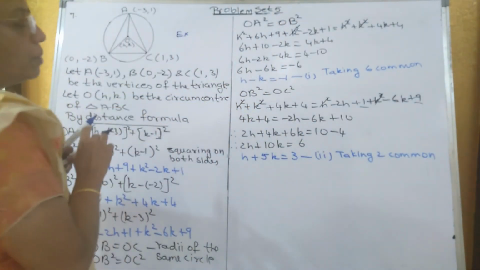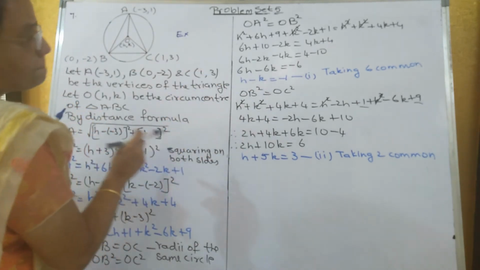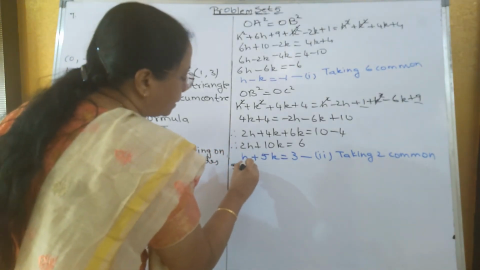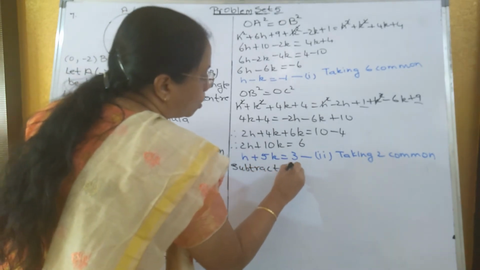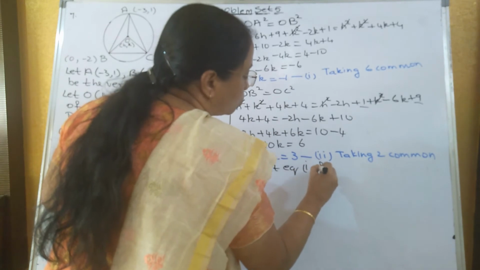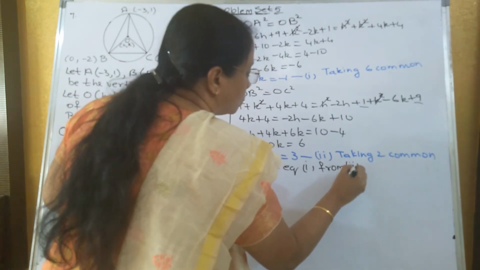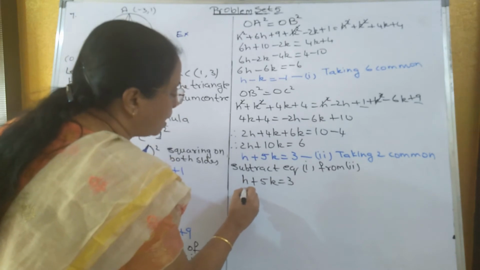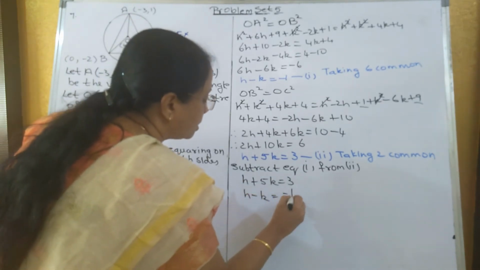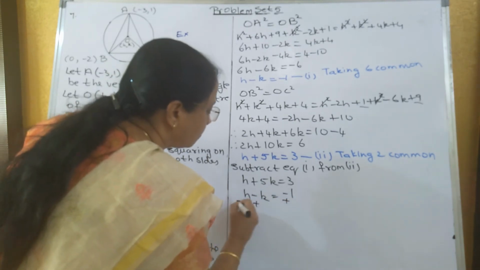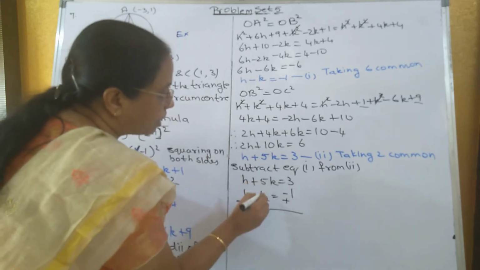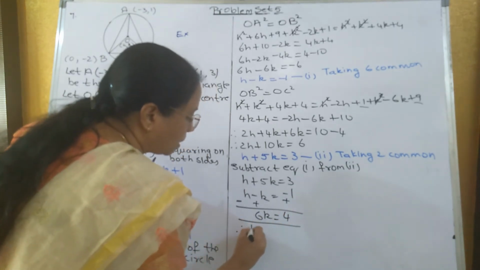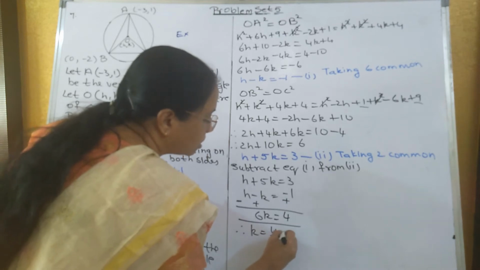Now we have got 2 equations. This way we can get the value of h and k. Now here both the h having same coefficient and both are having same sign. So we'll subtract equation 1 from 2. So first you'll write down h plus 5k is equal to 3. Then you'll write down h minus k is equal to minus 1. Since we are subtracting, the signs will change. So what you'll get? h and h will get eliminated. 5k plus k is equal to how much? 6k equals 3 plus 1 is how much? 4. Therefore, k is equal to how much? 4 upon 6. That's equal to 2 upon 3.